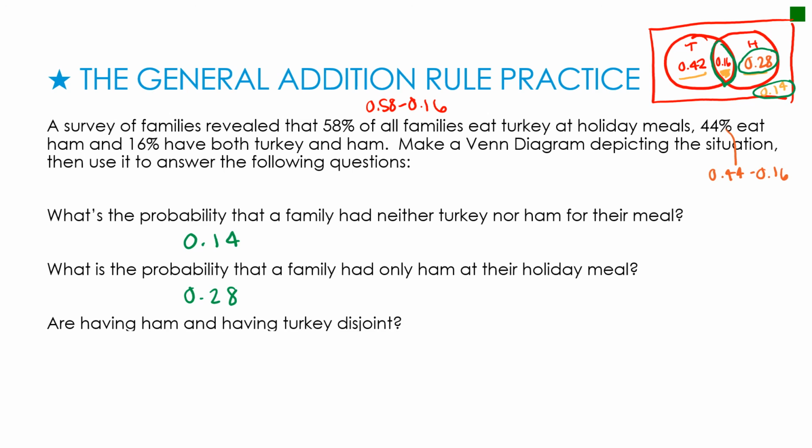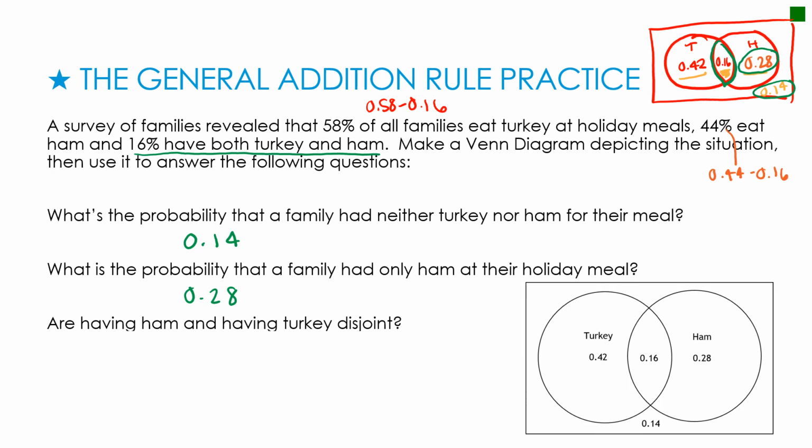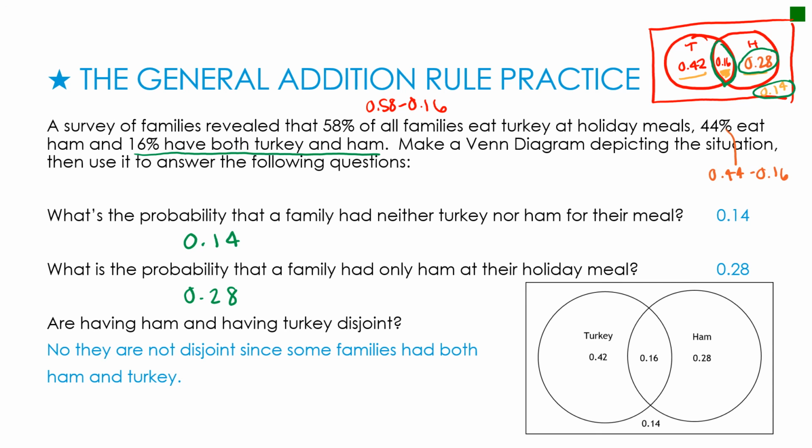Okay. The other way is to just reason through it. Is it possible that a person had ham and had turkey? So again, looking at my information, we know, yes, 16 had both turkey and ham, and therefore they are not disjoint. Oh, look, I had a nice Venn diagram all done for me already. So they are not disjoint because some families had both ham and turkey.